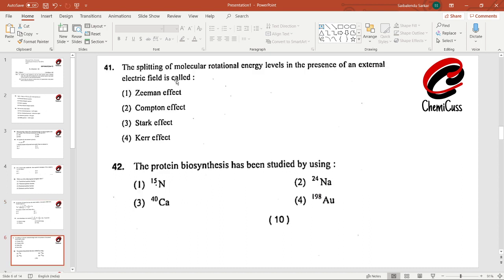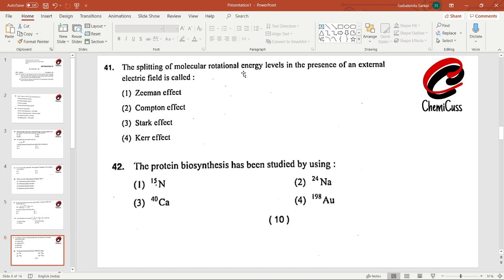The splitting of molecular rotational energy levels in the presence of an external electric field is called the Stark effect, which is very much known to us from our plus 12th level. And we are not going into a very deep explanation for this. That's why I am skipping the explanation here. And moving on to question number 42.